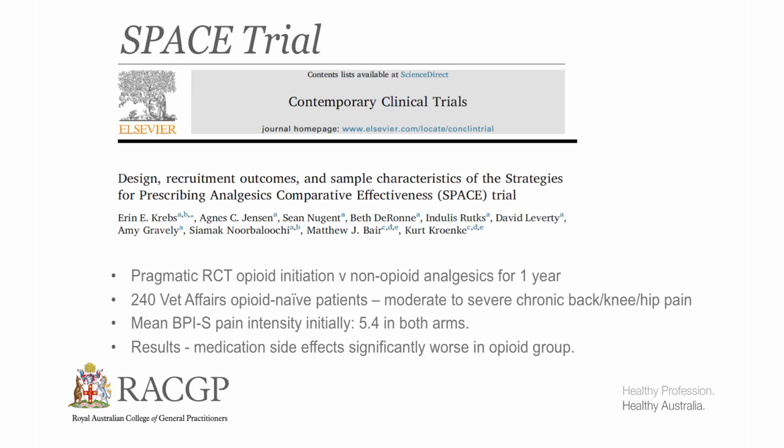First of all, we're going to look at function and we're going to look at pain intensity. Both arms of the study, which was 240 people, both had a similar pain rating at the beginning, 5.4 out of 10. The only other figure is medication side effects, which was significantly worse in the group that got the opioids. Next slide, please, Sami.